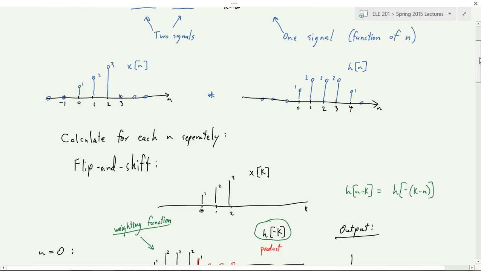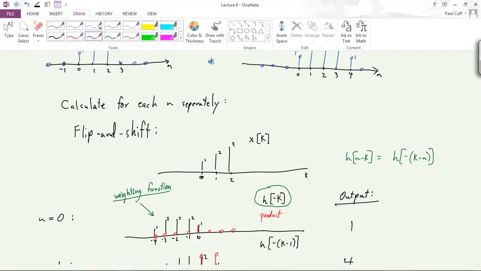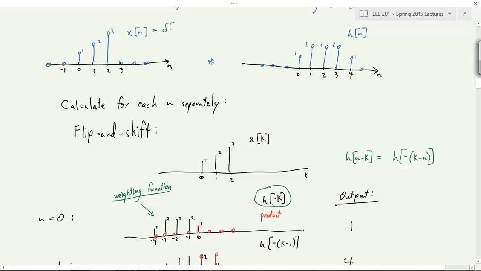So x of n here, we could define this. In the past, I defined functions using an open bracket and said, here's the value at this point, here's the value at that point. It's a bit tedious, but here's another way to define this using the delta function. Okay, this here is delta of n plus 2 delta of n minus 1 plus 3 delta of n minus 2. That is that function. That accounts for all non-zero values of x.